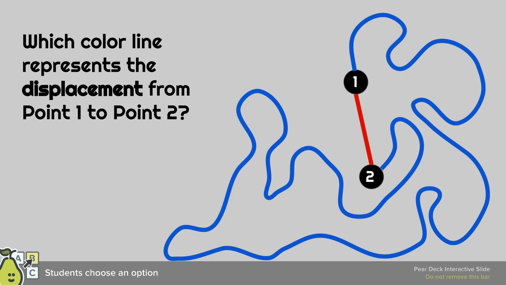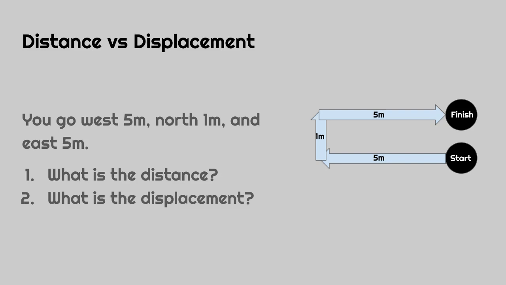So displacement, remember, is the shortest distance between 2 points, the start and finish, the straight line there. And remember, is that a blue or a red? In this particular case, it's the red line. Red line is the displacement, the distance between the two. All right, so let's take a look at distance versus displacement here.